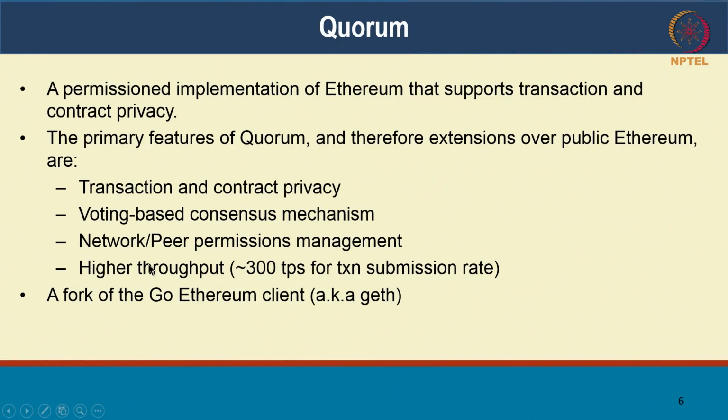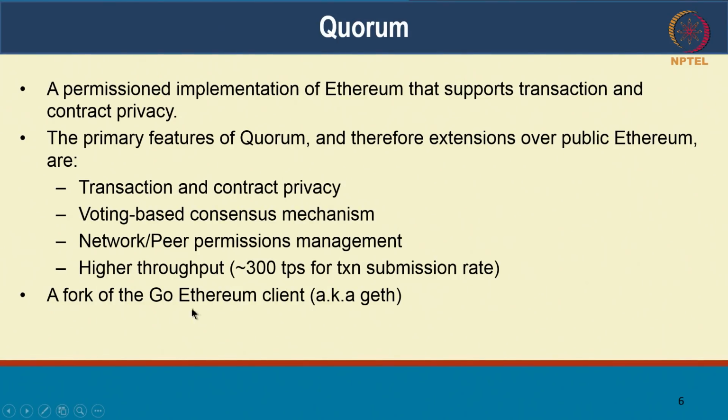It has a pluggable consensus mechanism involved, so they've gotten rid of proof of work completely. They've brought in a voting-based consensus algorithm, and they also have support for raft consensus. And they've brought in permissions management, so all the peers and users of Quorum will be permissioned, so they'll have an identity on the blockchain. Finally, they're also looking for higher throughput of the order of about 300 transactions a second. And this is the transaction submission rate, right?